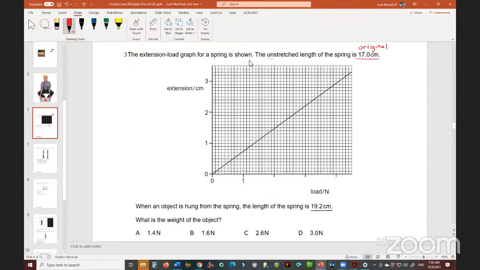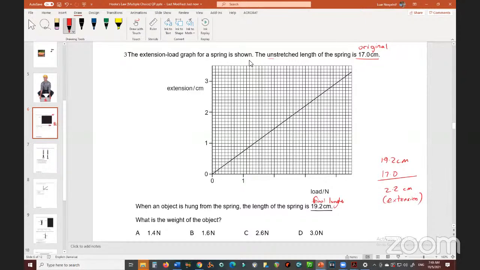So we're going to find the extension here. We have 19.2 centimeters, which is the final length. The point is at 19.2, the original length would be 17.0, and you end up with 2.2 centimeters as the extension. Extension is the final length minus the original length.